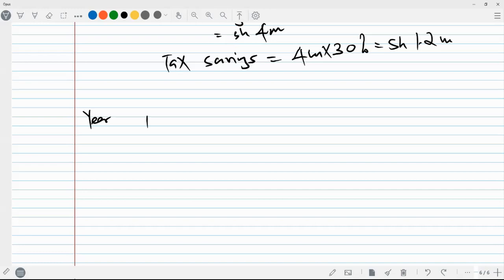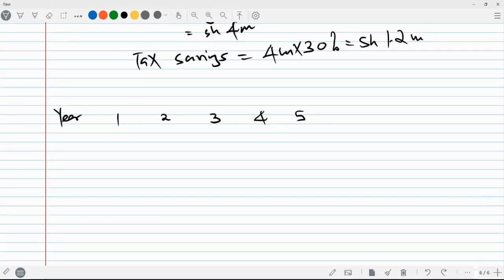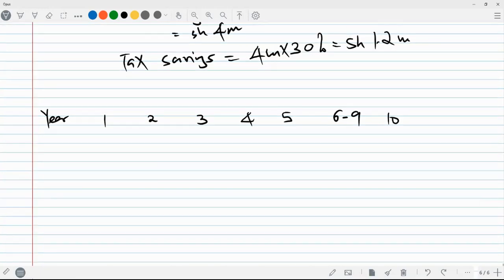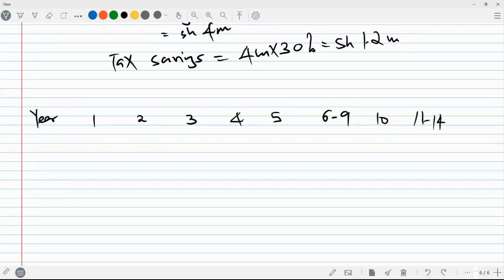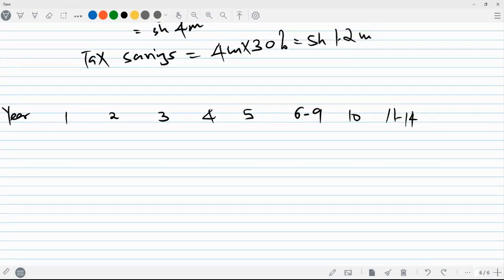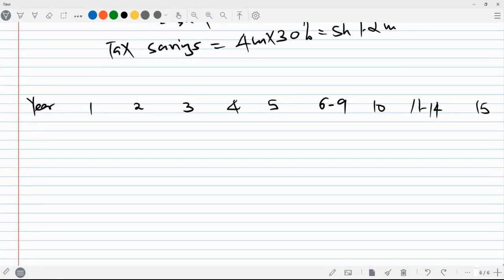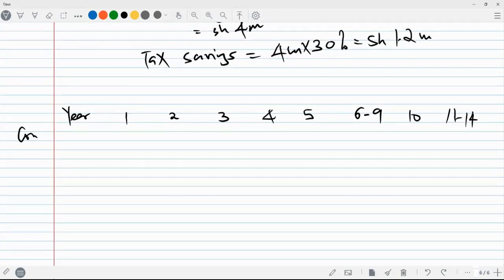Year 1, year 2, year 3, 4, 5, 6 to 9. I don't want to include year 10, because in year 10 there will be some extra things, for example the overhaul cost. Year 6 to year 9, year 10, year 11 to year 14. I also don't want to include year 15, because in year 15 we have some extra activities occurring. I'll begin with the incremental contribution.